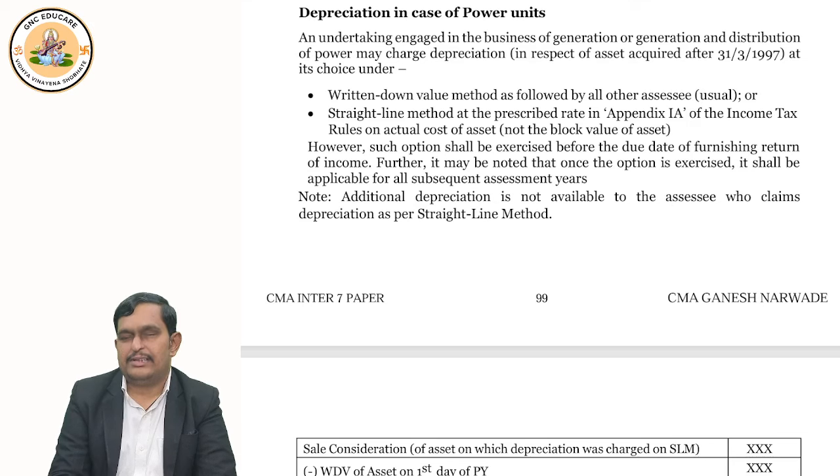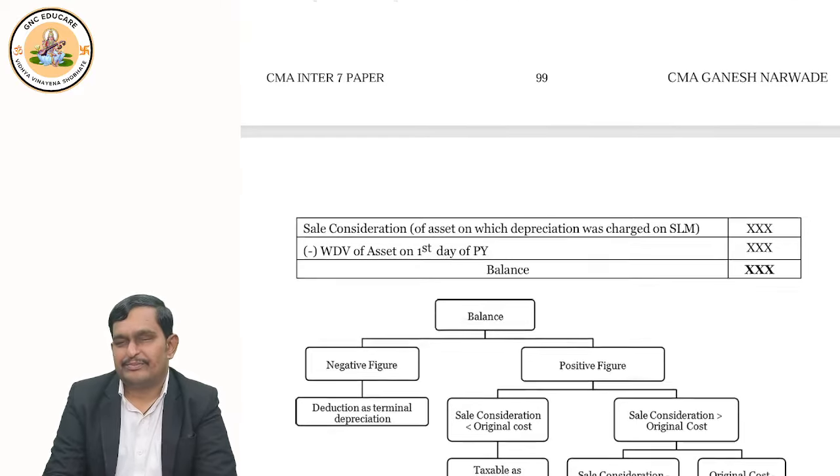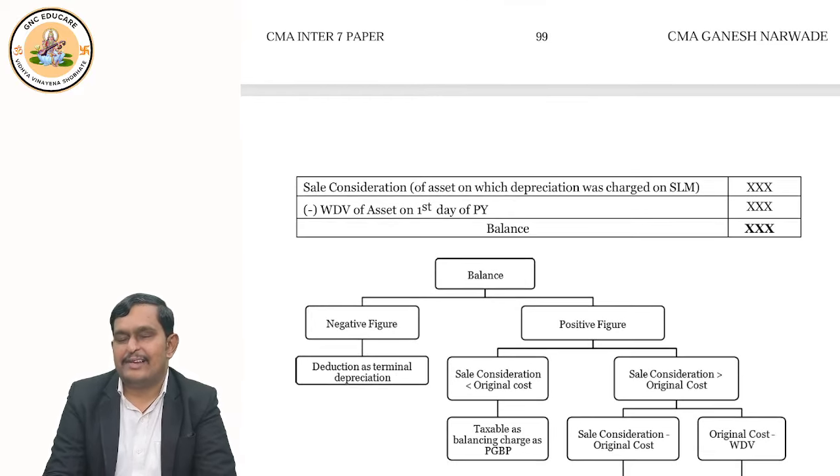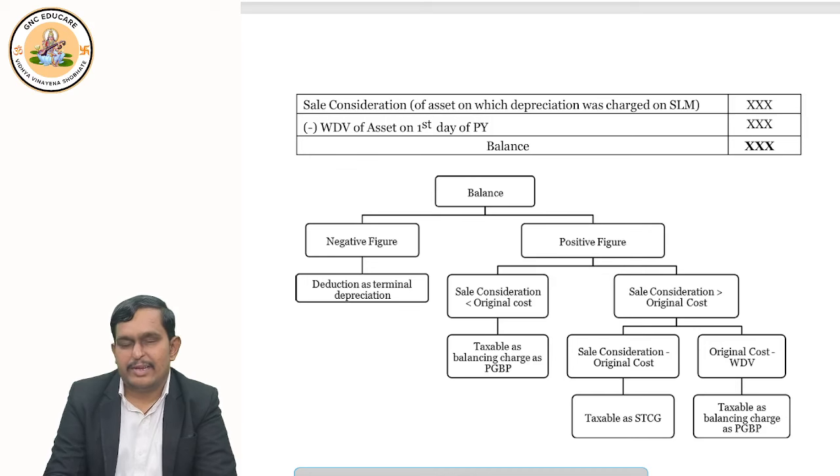Now, suppose if a power generating unit sells the asset, how should income be computed? The answer is we'll take sale consideration and deduct WDV. We'll get some balance. It may be negative or it may be positive. Suppose sale consideration is 1 crore and WDV is 1.5 crores. So obviously we'll say loss, 50 lakhs loss. A 1.5 crore asset sold for 1 crore, so there is a loss.